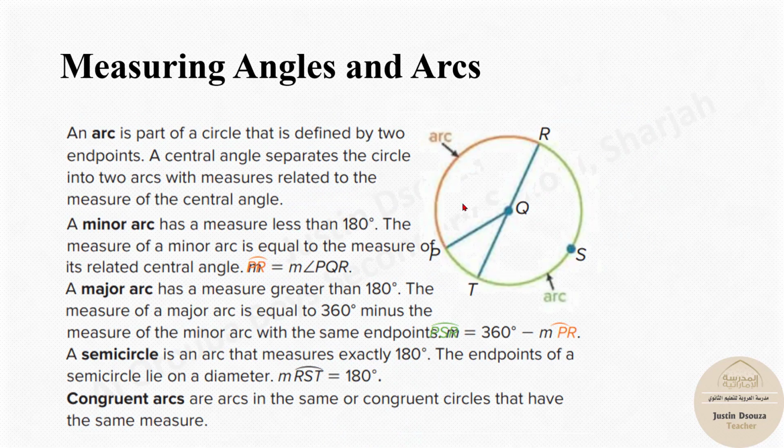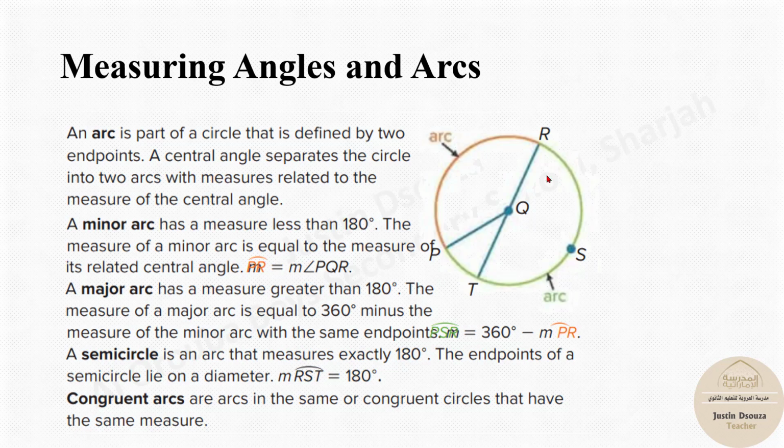Now about arcs, different types of arcs. What is an arc exactly? It is basically any part of the circle with two endpoints. You can see this is an arc over here. Now there is a difference between minor and major arc. A minor arc is always less than 180 degrees, whereas a major arc is more than 180 degrees. That's the simple definition. Over here, the arc PR is a minor arc, whereas the arc RSP or PSR is a major arc.